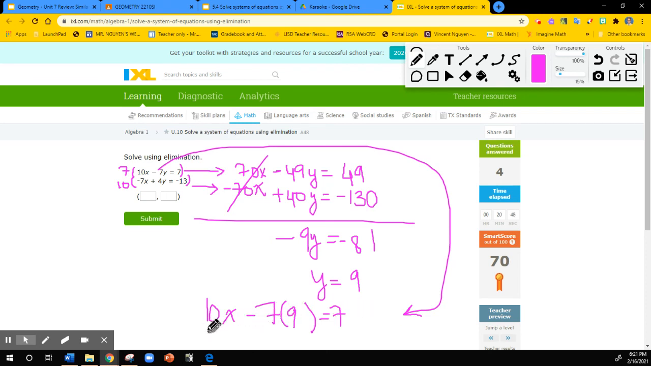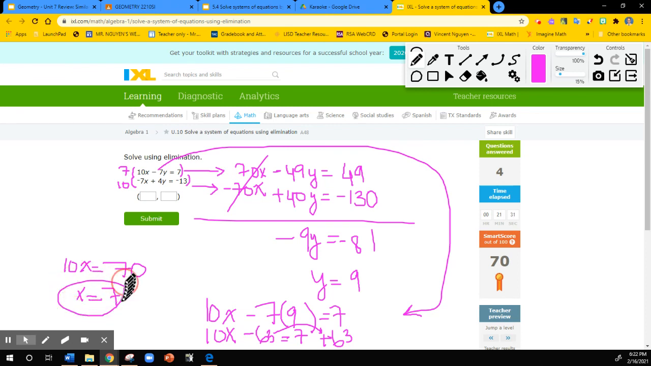Now I'm going to work out the math here. That's going to be 10x minus 63. 7 times 9 is 63. Equals 7. Now I'm going to add 63 to this side because I'm moving it to the other side, right? You guys have done this so many times, so I hope you remember that. So add 63. That's going to make 70. 63 plus 7 is 70. So I have 10x equals 70. And if you are ahead of me, you already know x is going to be 7 because you divide by 10, right? So 70 divided by 10 is 7.